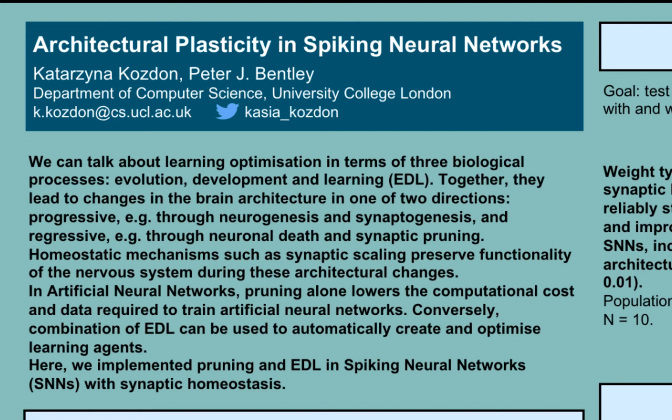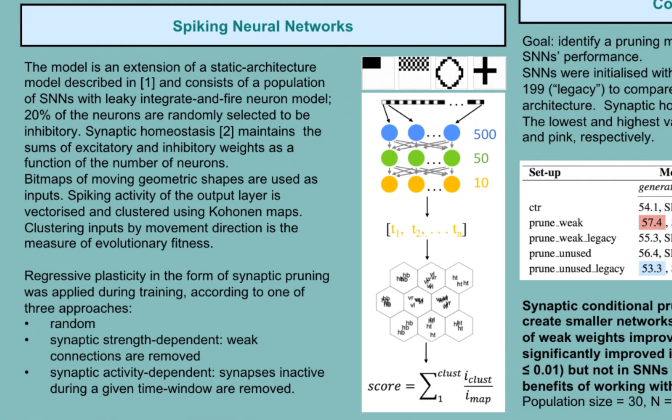In our most recent work, we focused on implementing pruning alone and a whole EDL system in spiking neural networks with synaptic homeostasis and Hebbian learning. We used fully connected, feed-forward spiking neural networks with leaky integrate and fire neuron models. The implemented synaptic homeostasis mechanism maintains the sums of excitatory and inhibitory weights as a function of the number of neurons belonging to each category.